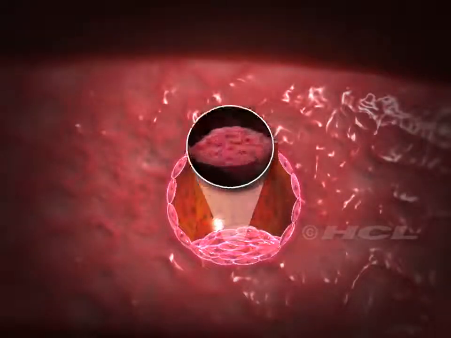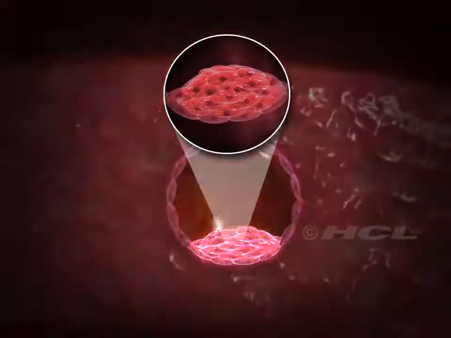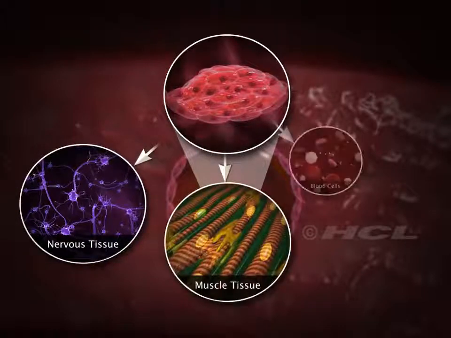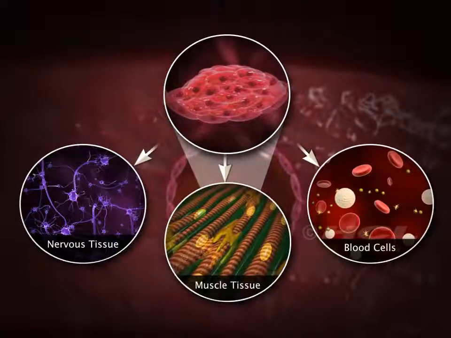Some cells, called stem cells, are present in the inner cell mass. The stem cells are pluripotent, which means that they can give rise to any type of tissue except those of the placenta and the extra embryonic membranes.